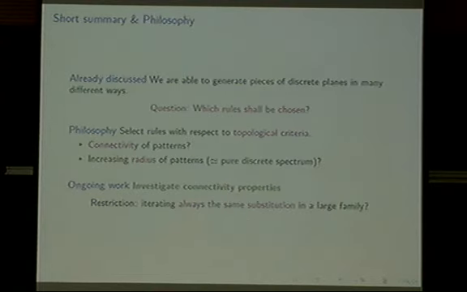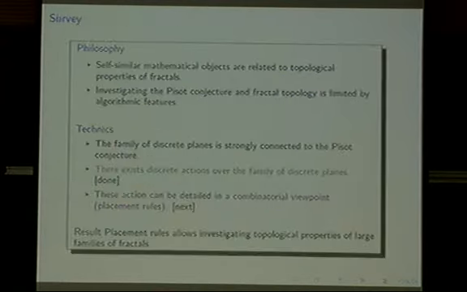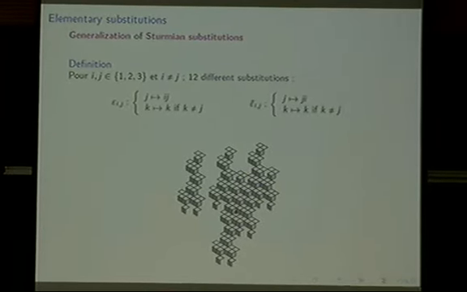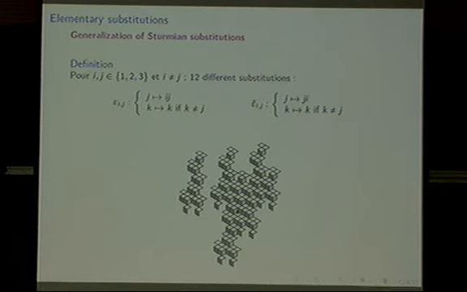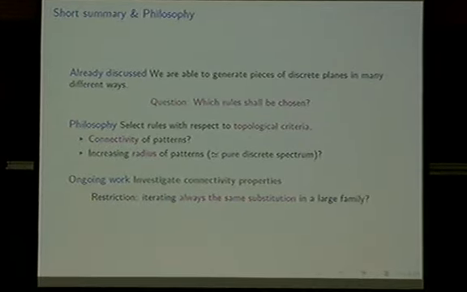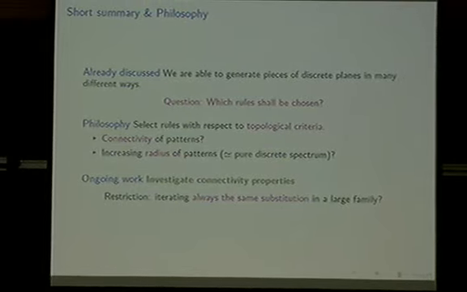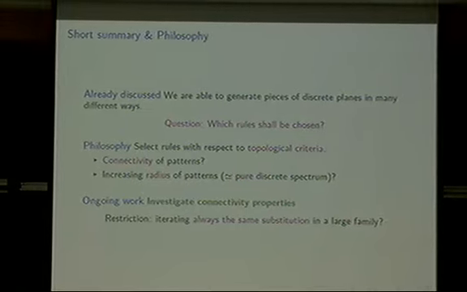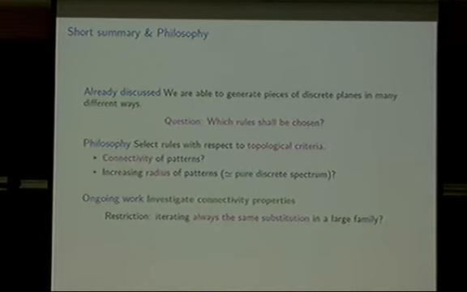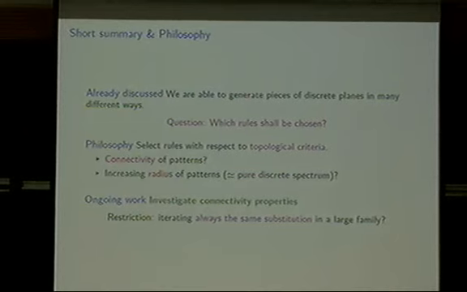And how do we do that? Actually, maybe the philosophy behind is to say that I want to select the good substitution to construct my discrete planes. And the good criterion, in some sense, is to look for nice shapes. I mean, what we want to do is to select the good substitution to have connected patterns or with nice increasing radius and so on. So to do that, we need to understand more the connectivity properties of the patterns. And this is a very difficult question.